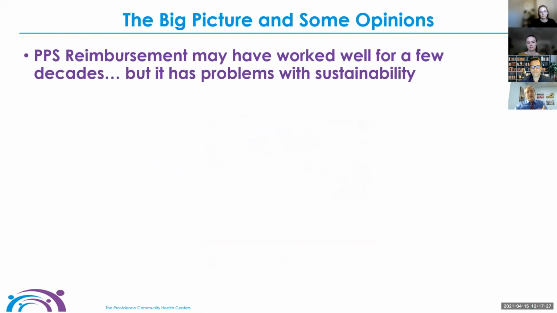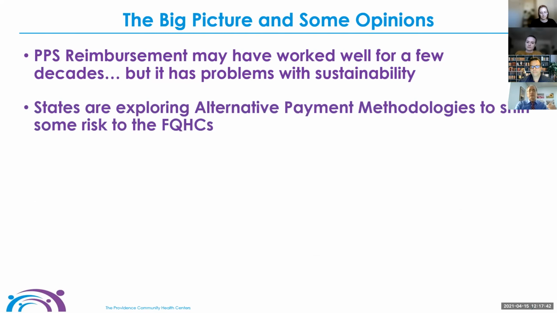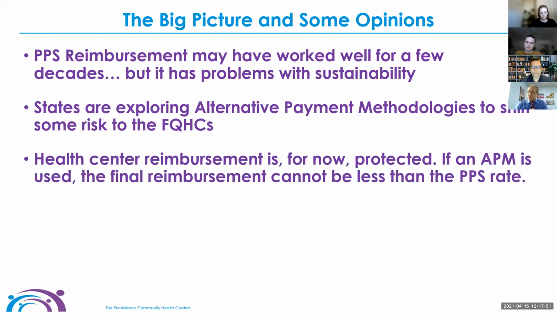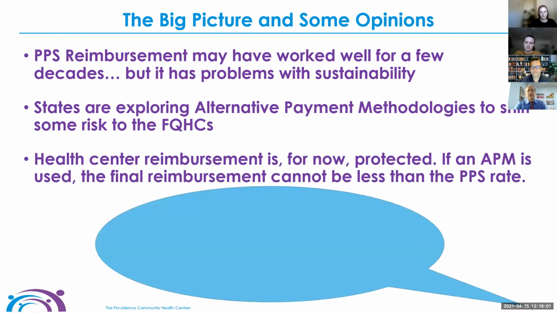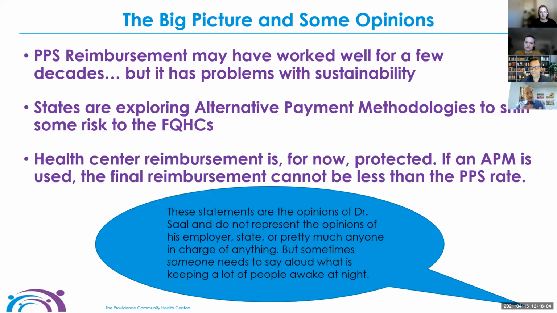Why does this opinion matter? Because my health policy thing is, how did health centers get into this whole prospective payment reimbursement methodology? PPS is what it's called. It may have worked well in the initial decades, but it's got some problems with sustainability. In fact, a lot of the states are now pushing for these alternative payment methodologies, and they want to shift some risk to community health centers. And that can be scary for a lot of people. Right now, these APCMs or APMs, there's a lot of different acronyms. Of course, you've got the PPS safety net to keep things together. And like I said before, these statements do not represent the opinions of my boss, my health center, my state, or pretty much anyone else in charge.